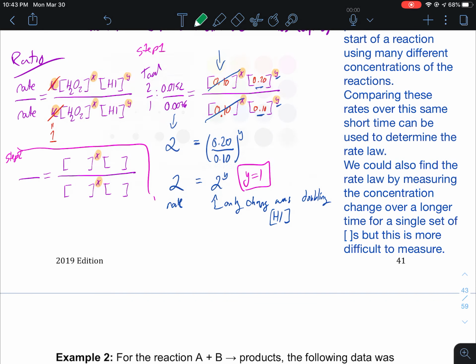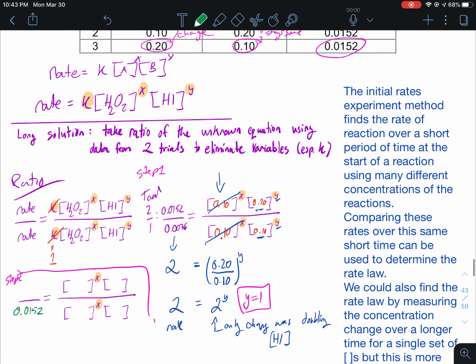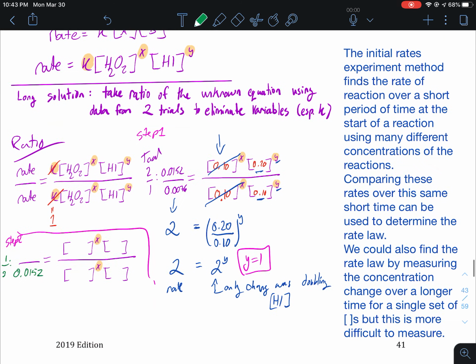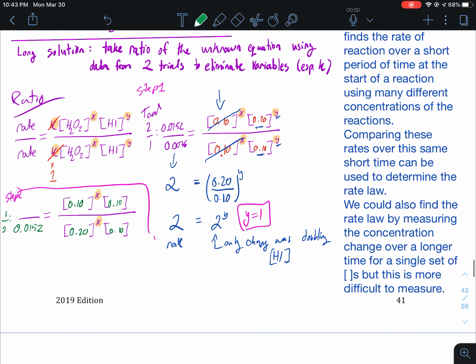You know what? Maybe I'm going to make a mistake. I'm going to purposely make a mistake. I'm going to put them upside down. So I'm going to put trial 3 down here. This is going to be my 3, and this is going to be 1. So 3 is on the bottom. I've got 0.20, 0.10, 0.10, 0.10, okay, and 0.0076. We get to cancel away these values that are the same, or negate them.